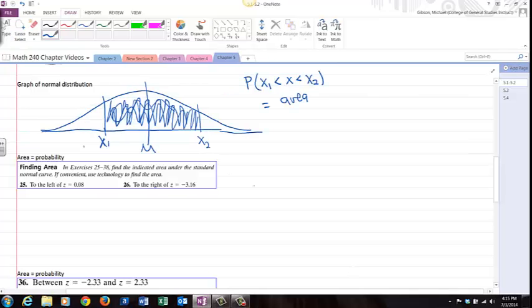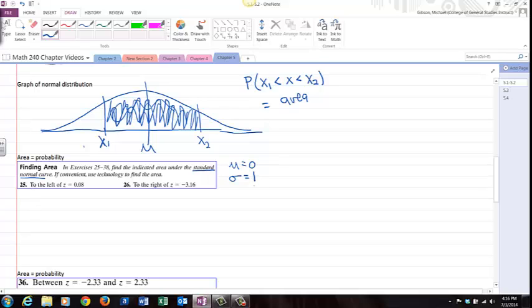Finding area. In exercises 25 through 38, find the indicated area under the standard normal curve. If convenient, use technology to find the area. All right, let's talk for a second here. Standard normal curve. All that means is it's a normal distribution where the mean equals 0 and the standard deviation equals 1. That's exactly what standard normal means, and that's all it means.